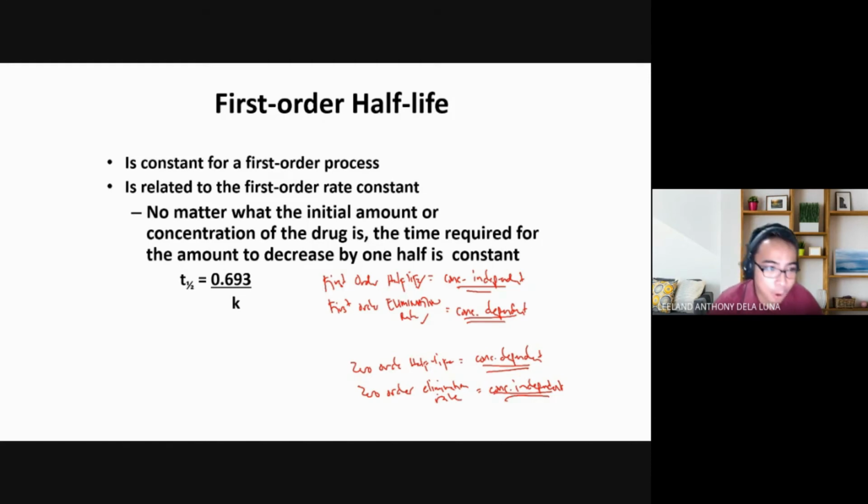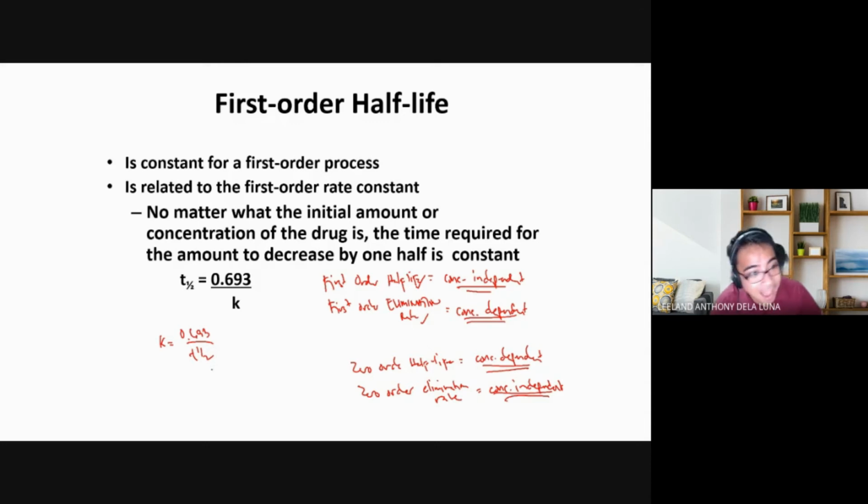So the formula, class, for half-life is simply 0.693 divided by K. As simple as that. The half-life is 0.693 divided by K. So if I want to compute for K, provided I have my half-life, ang formula niya lang is simply 0.693 divided by the half-life.